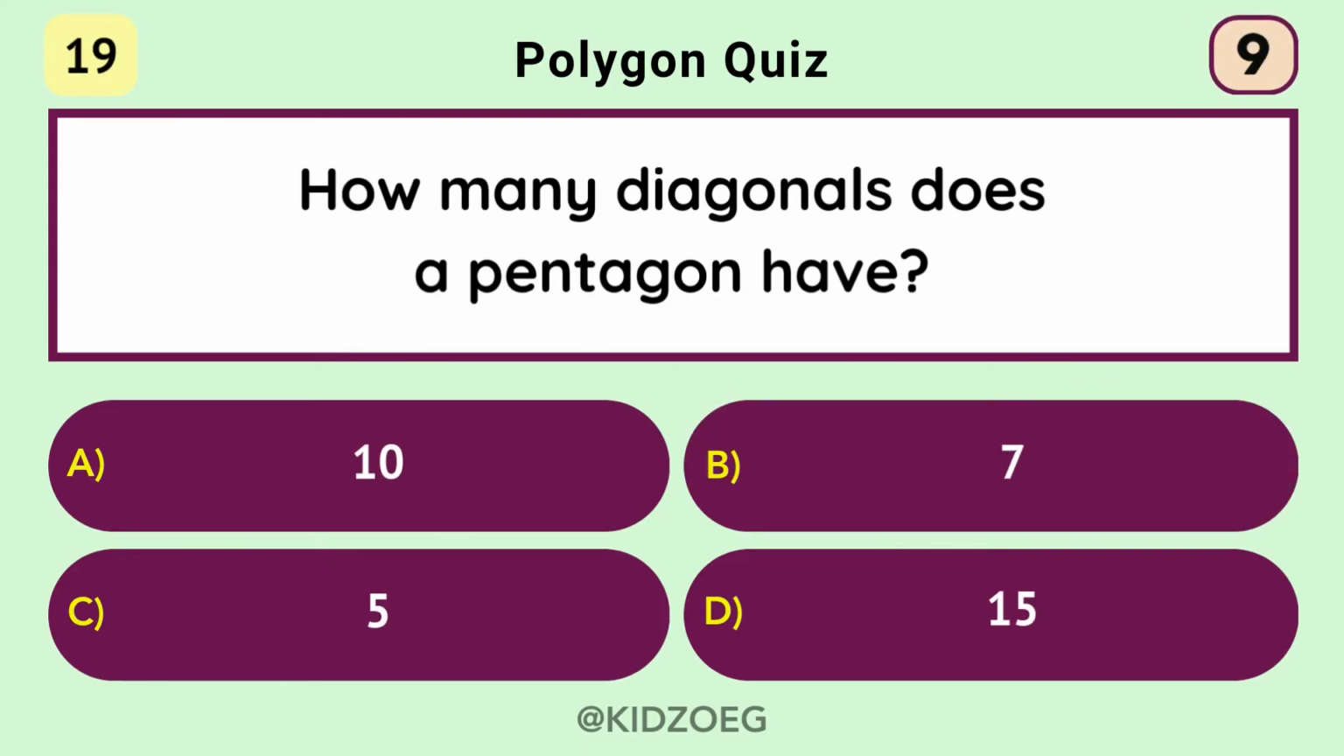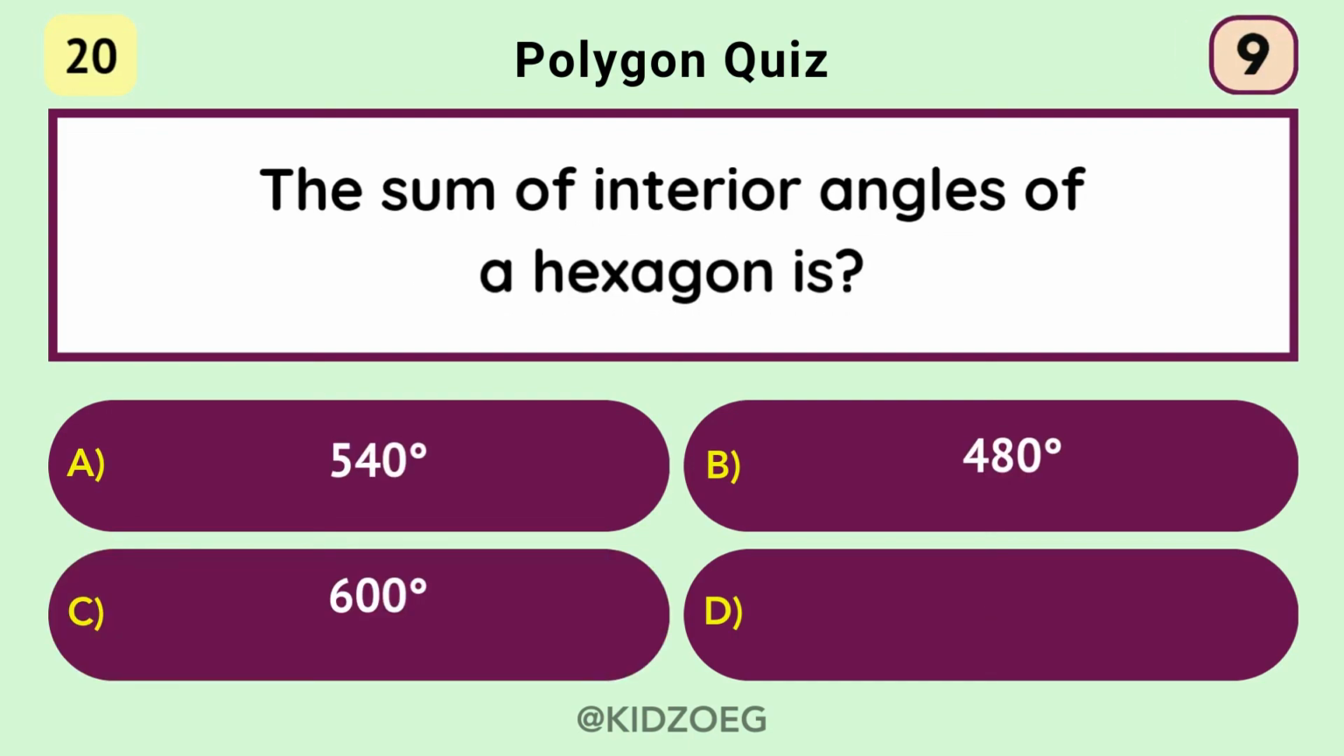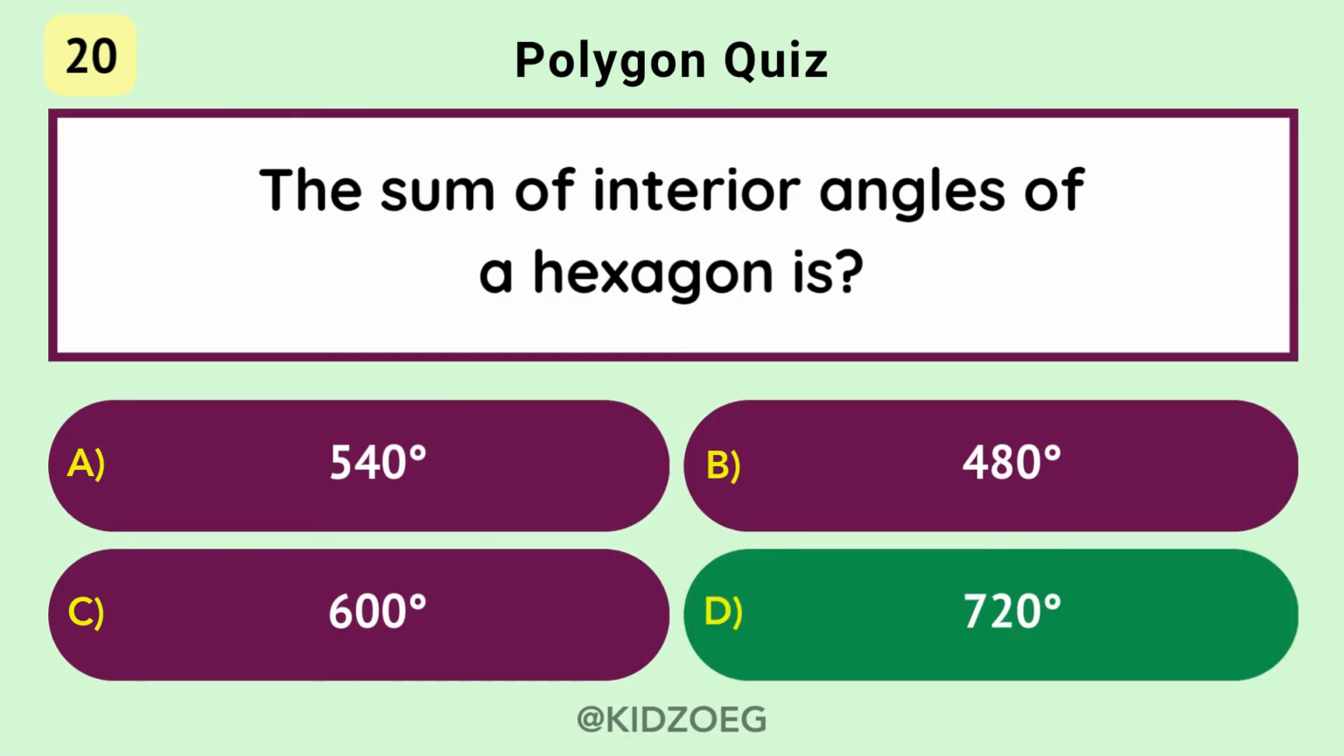How many diagonals does a pentagon have? Five. The sum of interior angles of a hexagon is? 720°.